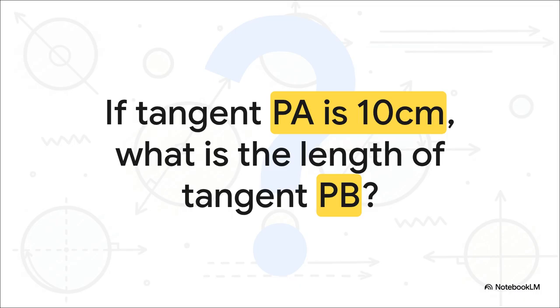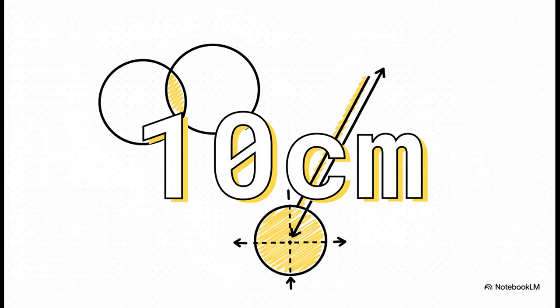All right, time for a quick pop quiz. Let's make sure you've got this. If we have a point P outside a circle and the tangent PA is 10 centimeters long, what does that tell you about the length of the other tangent, PB? Yep, you got it. It has to be 10 centimeters. The lengths of tangents from the same external point are always equal. It's simple, it's powerful, and it's really easy to remember.